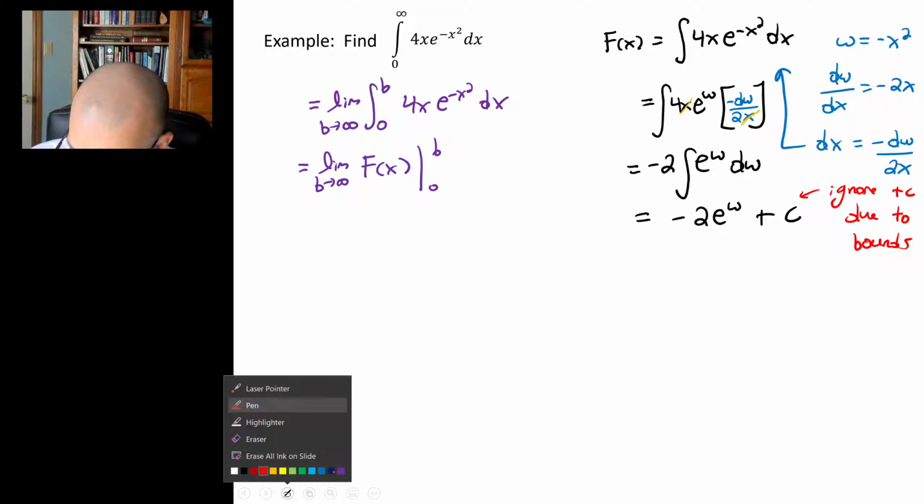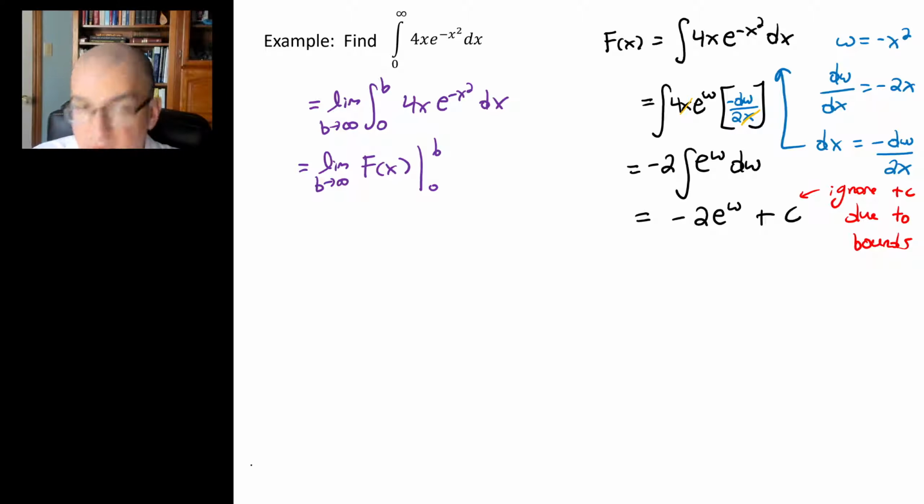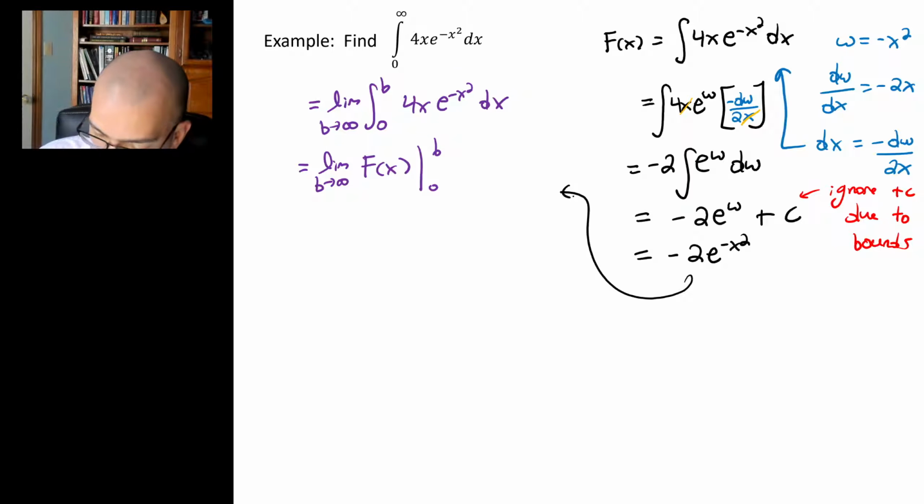And I'm going to undo the substitution. I'm going to replace the w with negative x squared. Negative 2 e to the negative x squared. And I'm going to plug that in over here for capital F of x. So we have the limit as b approaches infinity of negative 2 e to the negative x squared evaluated from 0 to b.